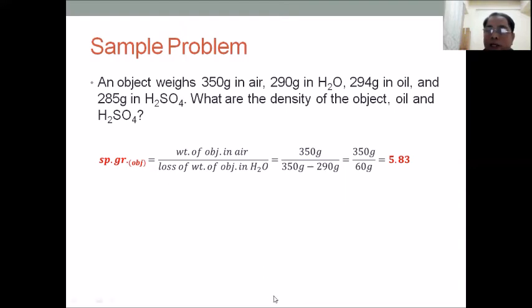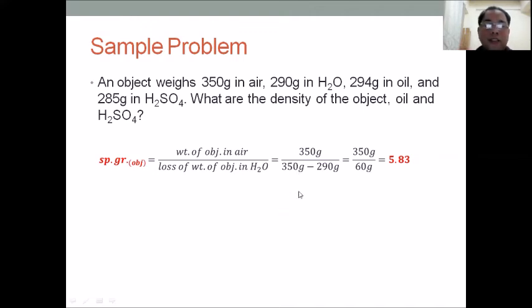So if this is not collected, then we can still see that the difference of the weight of the object in air and its weight in water will still be its loss of weight in water. So therefore 60 will be the loss of weight of the object in water. So dividing its mass in air, 350 grams, by 60, we get a specific gravity of 5.83. So this object is much heavier than water when we look at its specific gravity.